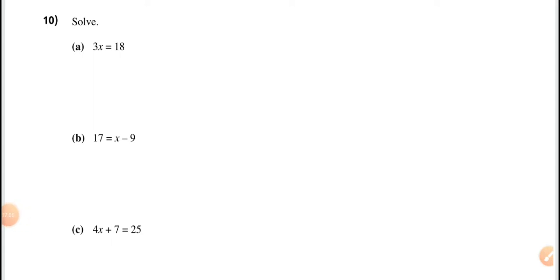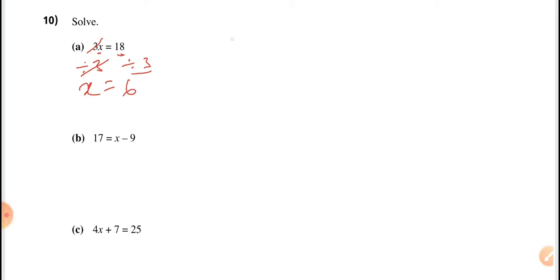Question 10. Solve 3x is equal to 18. So we want the x by itself, so we divide both sides by 3. So 18 divided by 3 is 6. And here the times 3 and the divide by 3 cancel out. So x is equal to 6.